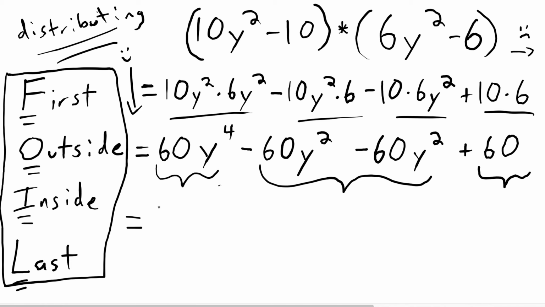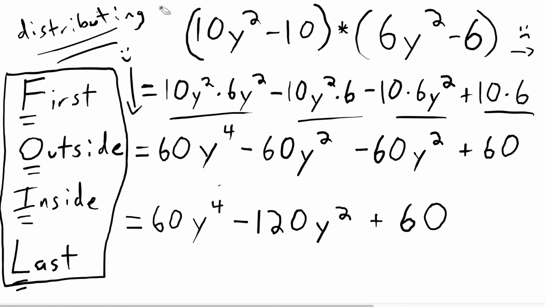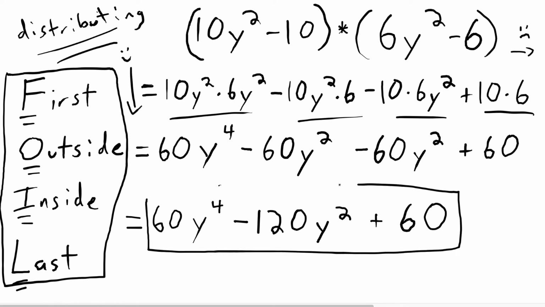So the 60y to the fourth, not much you can do with that. And so we have minus 60y squared minus another 60y squared. So how many y squareds do we have at the end of it? We have minus 120 of them. And then we just have plus a final 60. So that is the final simplified product of what we started with. This is our answer.